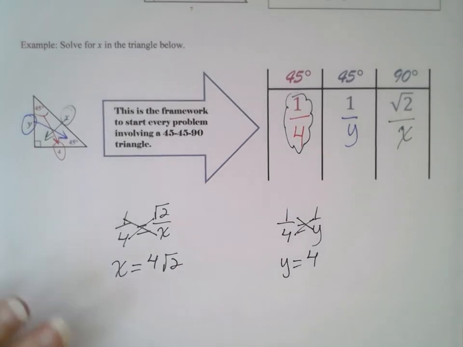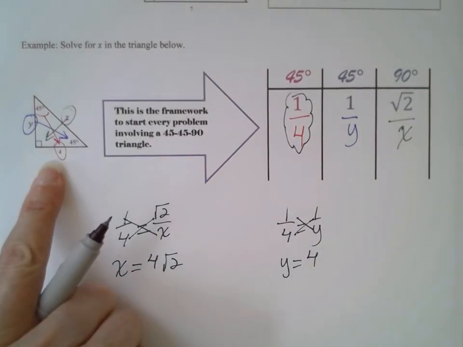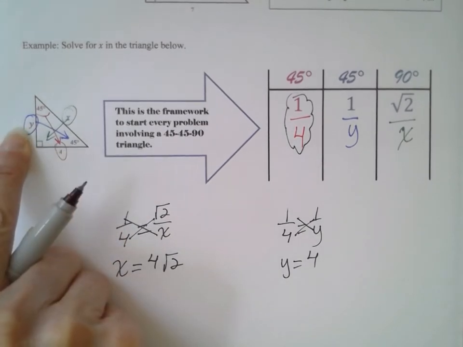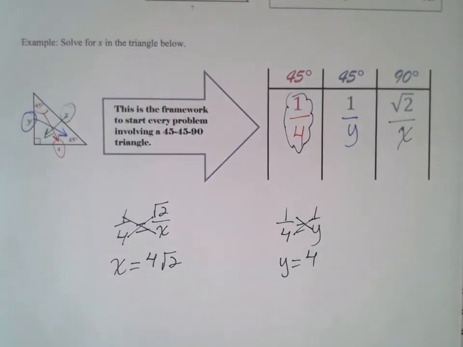Now, I got 4. Does it make sense? We come back. The two legs should be equal. If this is 4, that means this one should also be 4. So that does make sense. So there we go. We've got our 45, 45, 90 triangles and our 30, 60, 90 triangles.